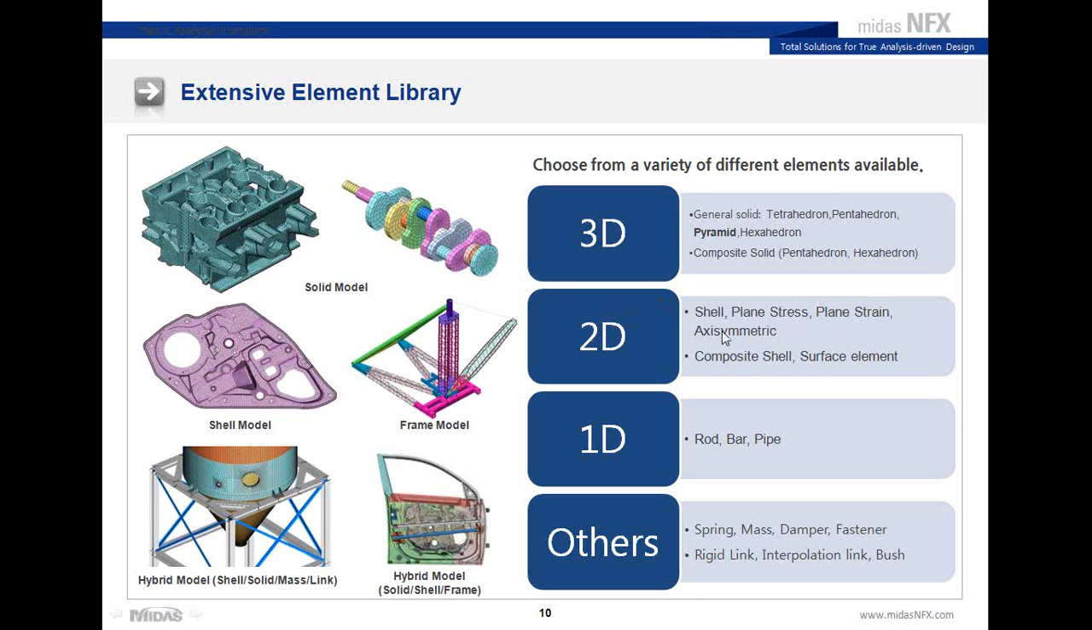For two-dimensional, we have the shell elements, the plane stress elements, plane strain elements, axisymmetric, and also composite shell elements. In one dimension, we have the rod element, the bar element, and the pipe element. And there are some special elements like the spring, the mass, damper, and rigid links, etc.